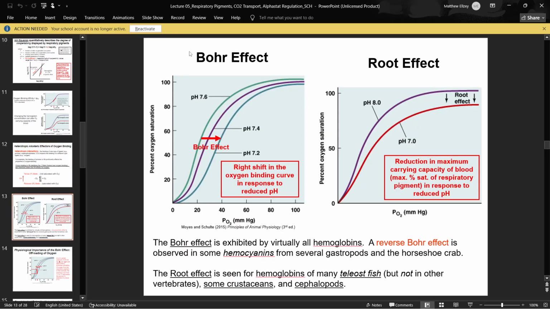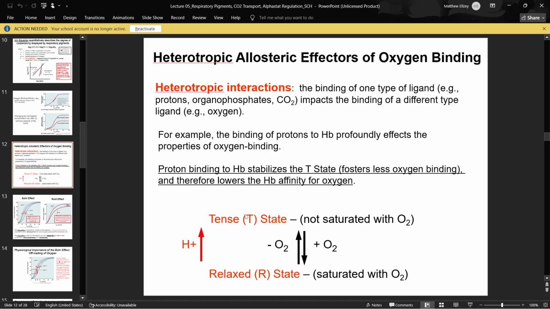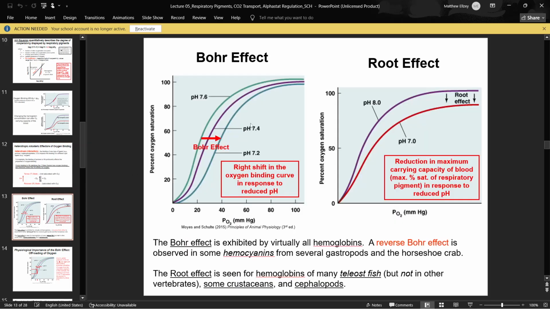So what does this mean for our right shift in the binding curve? This curve shifts to the right, essentially meaning more oxygen is needed to saturate these hemoglobin binding sites in the presence of reduced pH, or higher protons, because these protons are binding the hemoglobin and stabilizing the tense state. So it's going to take more oxygen for the hemoglobins to bind oxygen.